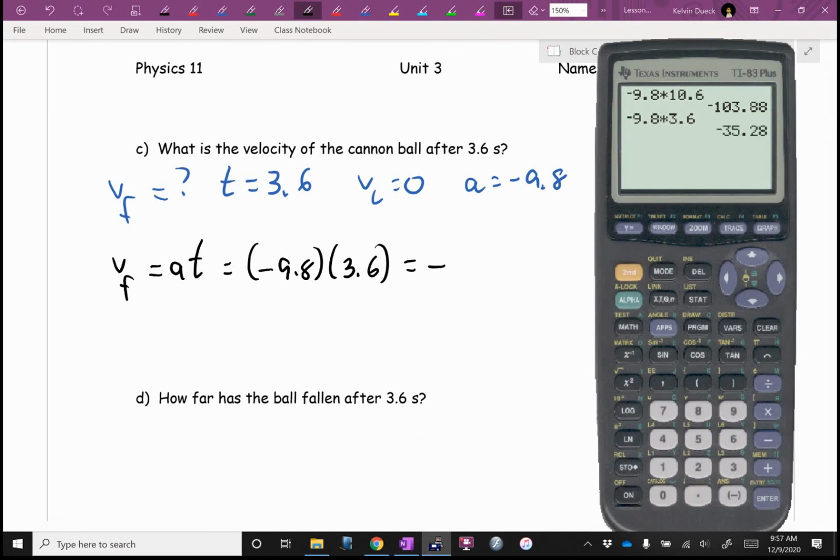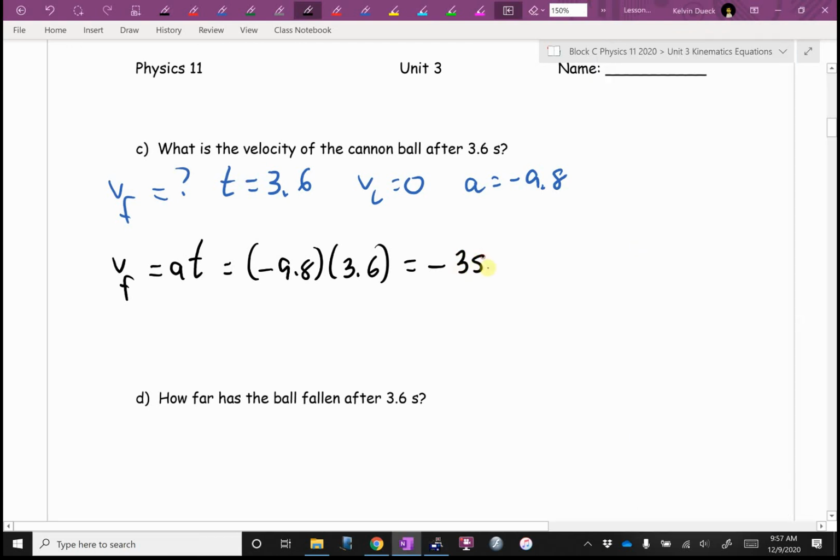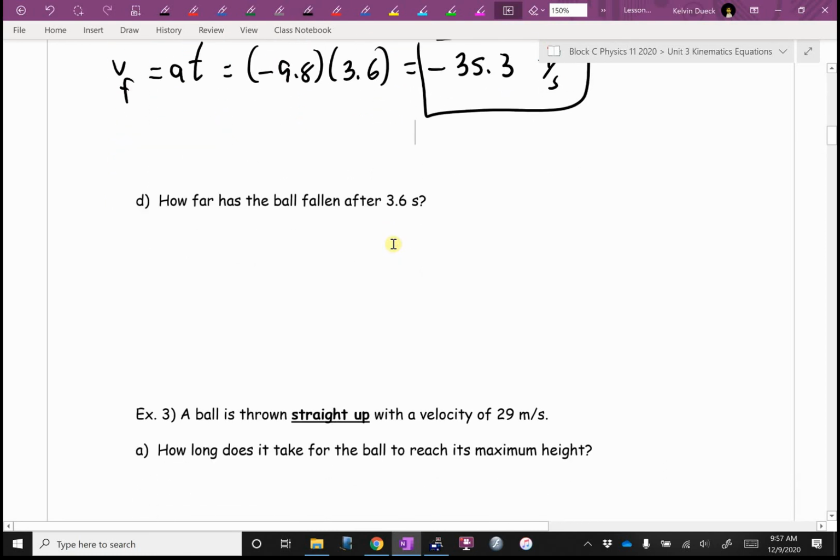Adam, you get negative 35.3? Going once, going twice. Negative 35.3, yeah. Units, meters per second. Cool.